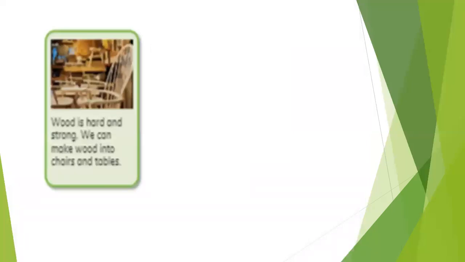Okay, here are some other materials, like wood. What are the properties of wood? Wood is hard and strong. We can make wood into chairs and tables. Because wood is very strong and less heavy, we can make chairs, tables, beds, and all the furniture with the help of wood.